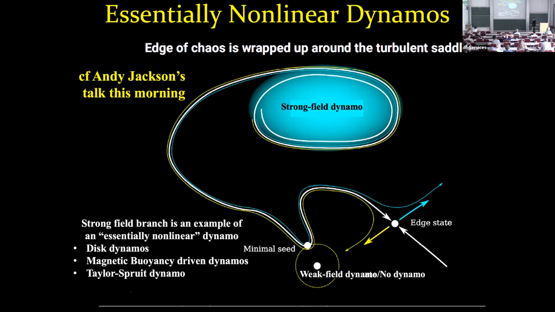So what you could have is one of these weak field dynamos, as we saw this morning. You could bounce along, and then a fluctuation may take you to here, and then you'd go to the strong field dynamo, okay?